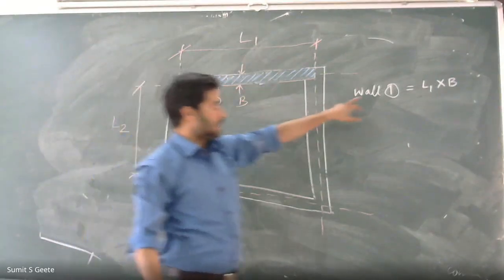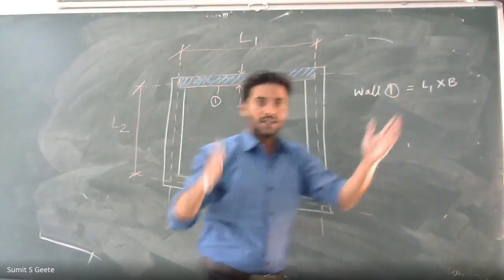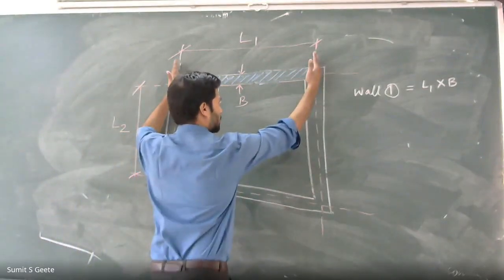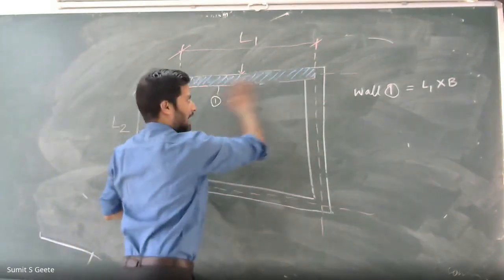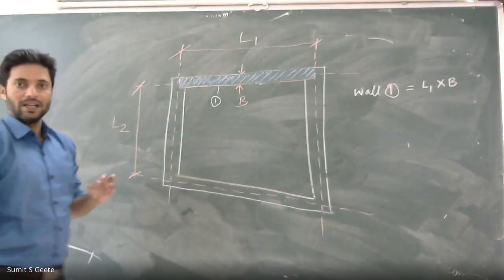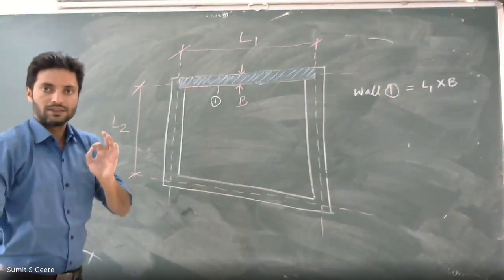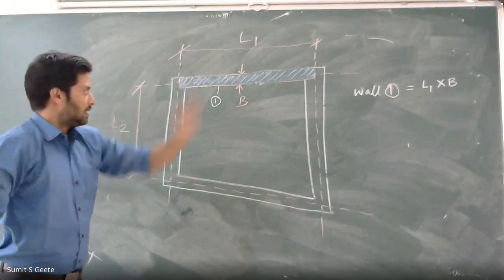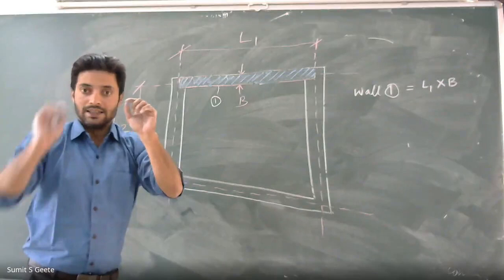When L1 is multiplied by B, how much area are you going to consider? You are going to consider from this point to this point, with this width B. So therefore this portion is covered. It is okay. This is the first point. Clear? You are going to calculate the area between two center lines. Now second, listen to this.